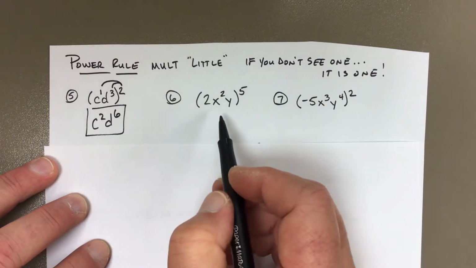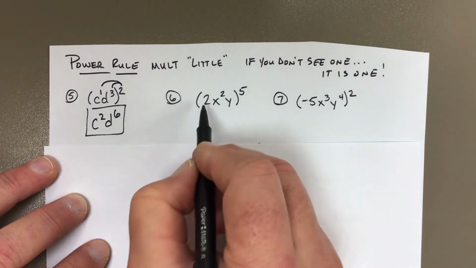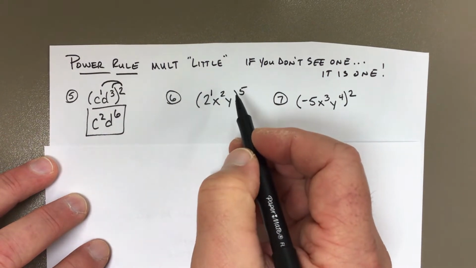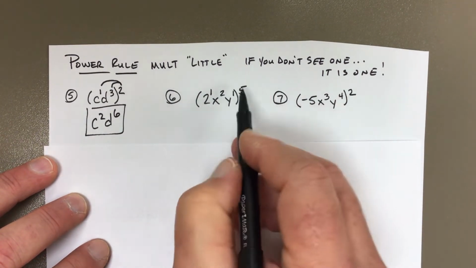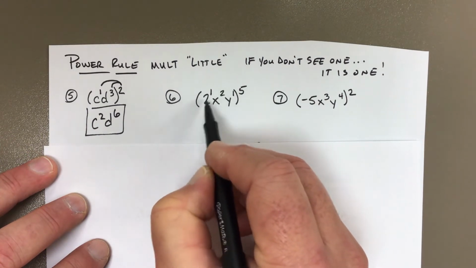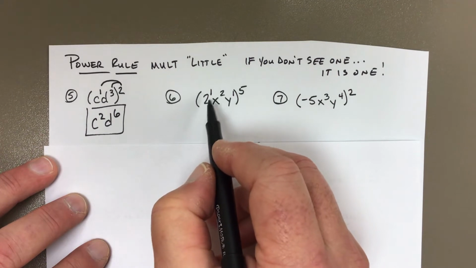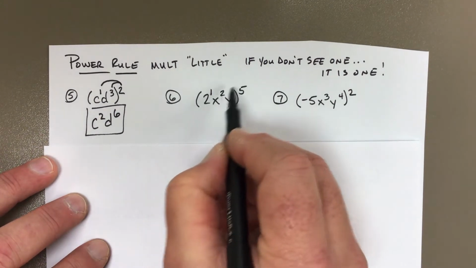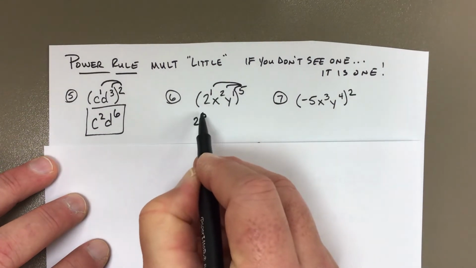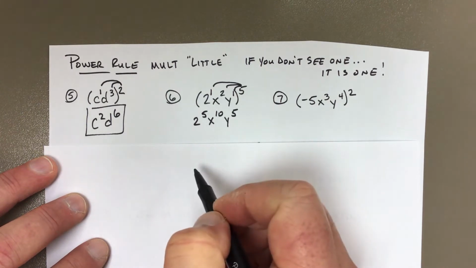This problem right here is most commonly missed. Most kids will miss this because they forget that the 2 has an exponent of 1. The y has an exponent of 1. Now, most kids will go ahead and distribute it to the variables, but they'll forget about the coefficient, and you have to remember that. So then when we distribute, we have 2 to the 5th, x to the 10th, y to the 5th.